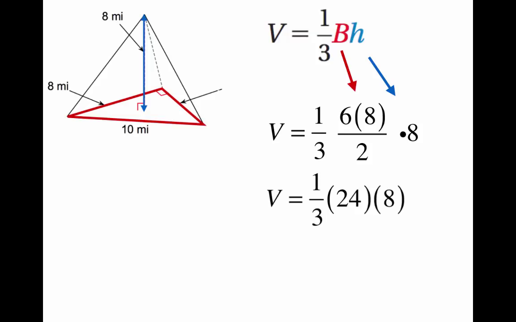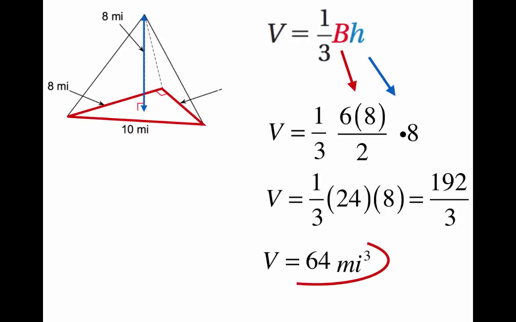So go in steps. 6 times 8 divided by 2 is 24. Now do 24 times 8 is 192, divided by 3, because that's the 1/3. Then take 192 and divide it by 3, and you get 64. So the answer for our volume is 64 miles cubed. Cubic miles, it's pretty big.